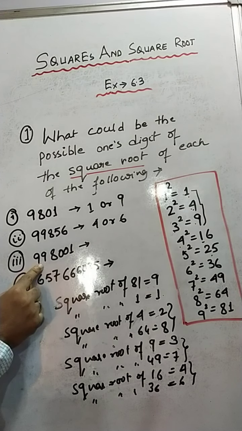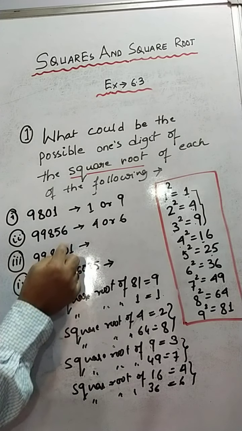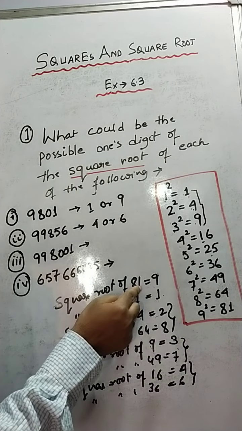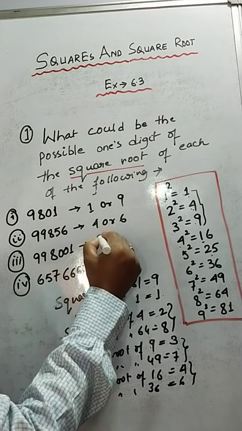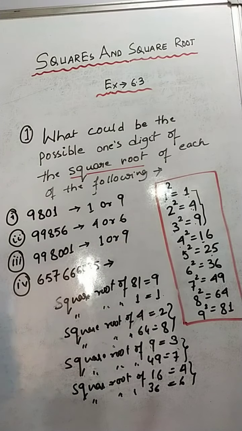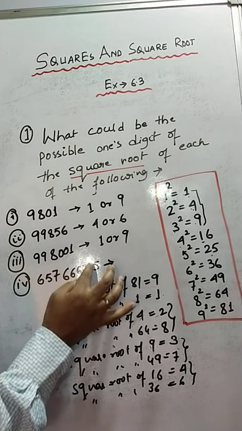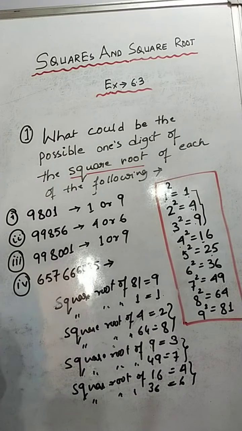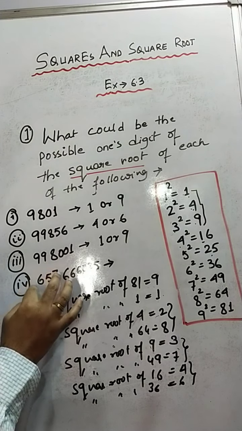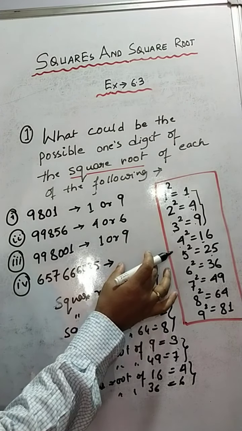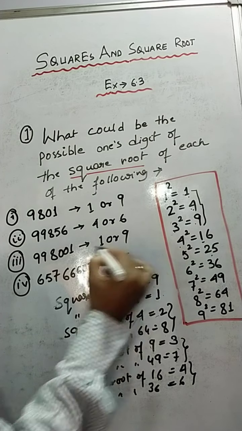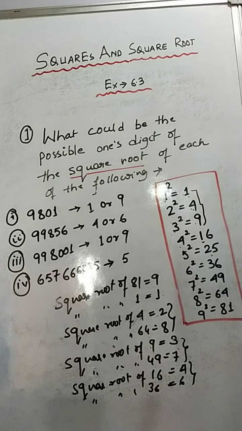The same way we'll go with this also, 998001. What is the unit digit? 1. We have already done that any number which ends with 1 will have a possible one digit number of 1 or 9. So we'll write 1 or 9. In the same way, this big number is carrying 5 as a unit digit. Any number ending with 5, if we find its square root, the possible one digit number would be 5 only. So this is what question 1 is all about. It's a very easy concept. Let's move on to sum number 2.